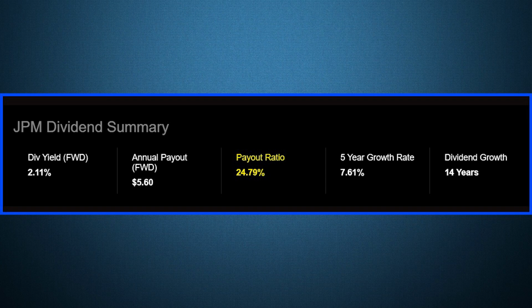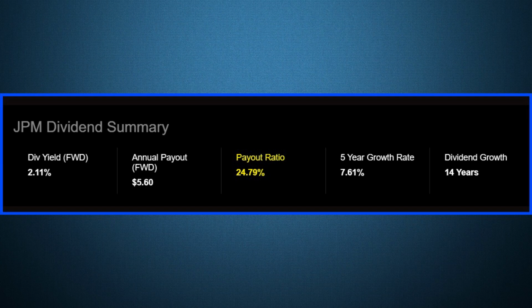So at less than 25% there for Chase, that's very, very attractive because it means that they can easily cover those payments. And in all likelihood, they can actually increase them over time too. Usually a payout ratio of around 50% is considered very good. But at less than 25%, that's extremely good, and it's pretty rare to be that low. That just means that the dividend is very well covered at those levels. So they probably won't have to cut the dividend if the company were to struggle a bit.